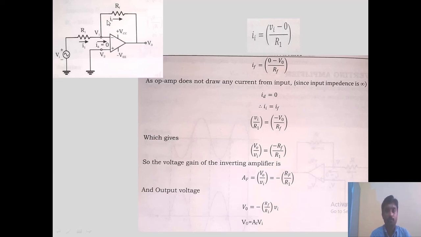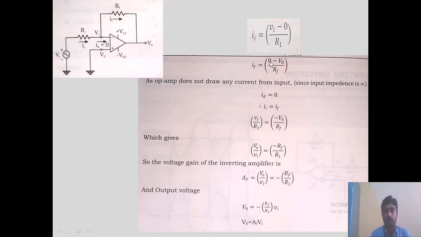Then the current flowing through the feedback path, the current flowing through RF, is IF. IF can be written as V1 minus V0 divided by RF. Again here, V1, this node voltage, will be treated as 0 because of virtual ground. V2 is grounded, V1 is 0.